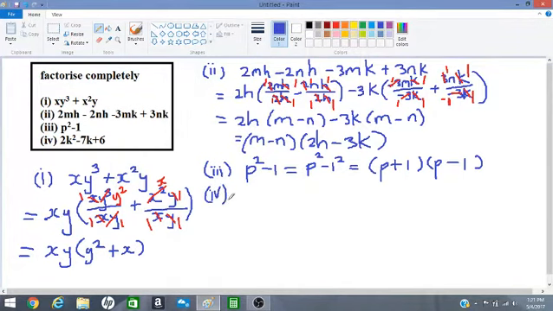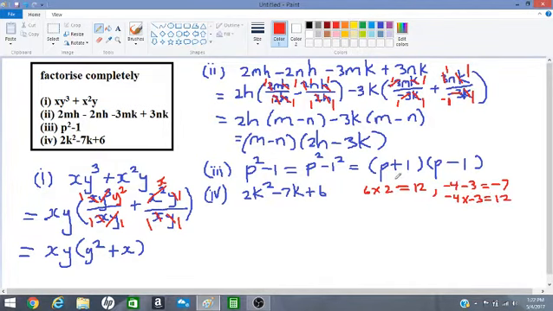We are factorizing this quadratic expression, 2k squared minus 7k plus 6. We go in our working column, we multiply 6 by 2, and we get 12. And we also know that minus 4 minus 3 is equal to minus 7, and minus 4 times minus 3 is equal to positive 12. So we are going to replace negative 7k by minus 4k minus 3k. So this is equal to 2k squared minus 4k minus 3k plus 6.